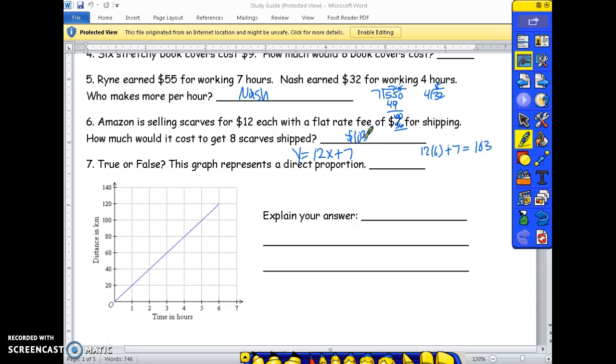Number 7, true or false? This graph represents a direct proportion. I know we have not heard that term yet. That will be for our next unit. But to preview, direct proportion means that it passes through the origin. This graph does. So yes, because it passes through the origin.